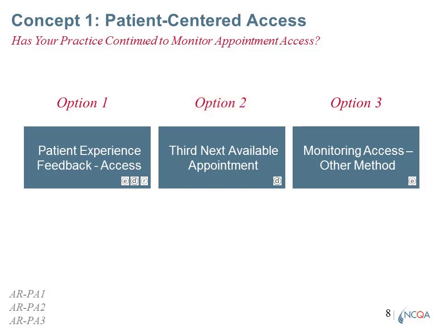The last option for access concept is all about flexibility. NCQA knows practices may monitor appointment access in a different way. So if they do, they can show us how they are accomplishing that. It may be tracking urgent and routine appointments in a method different from option 2, or it may be a report from their own dashboard that tracks appointment availability and use.